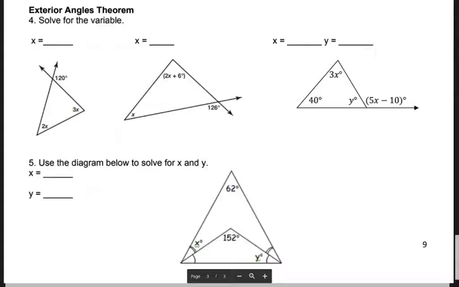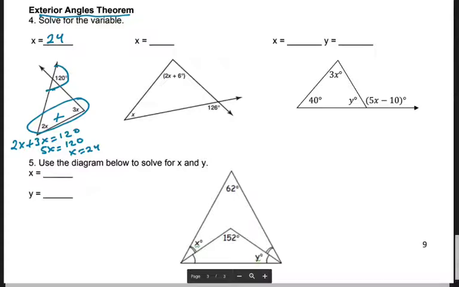Okay, on the next one, we're going to use the exterior angle theorem. I know that this 120 is an exterior angle because it forms a linear pair with this interior angle. So that 120 will equal these two remote interior angles added together. So 2x plus 3x will equal 120. If I add those together, I get 5x equals 120. So x is going to equal 24.